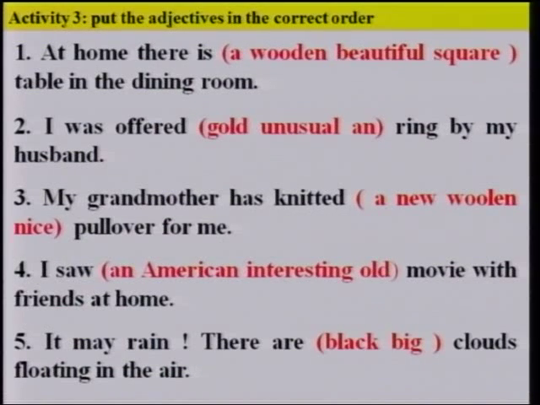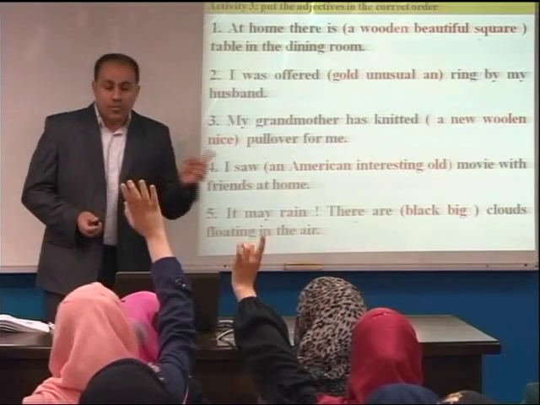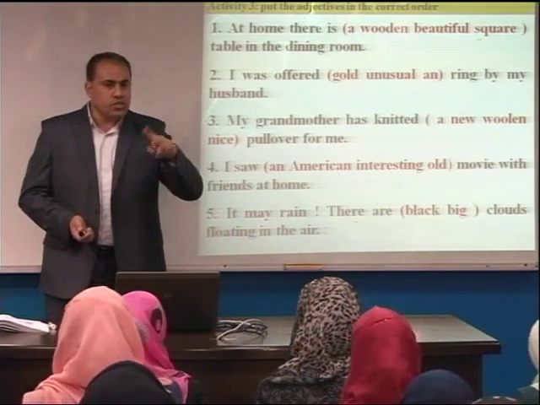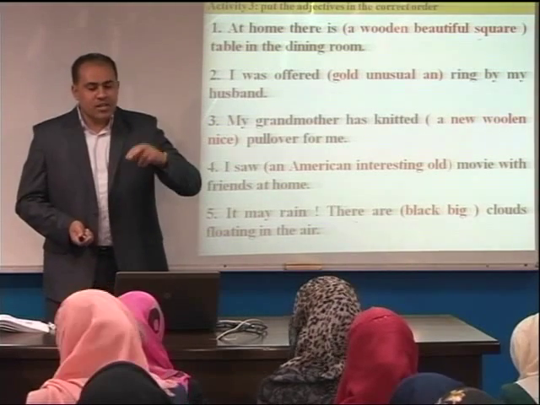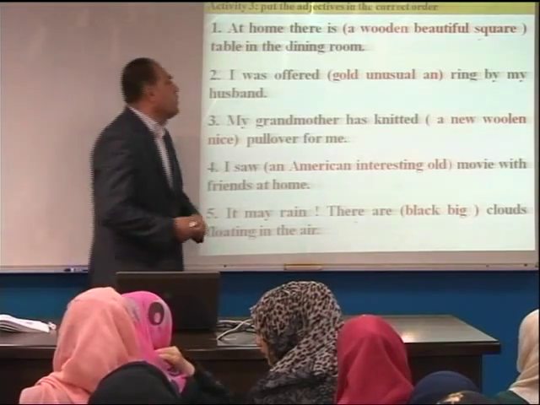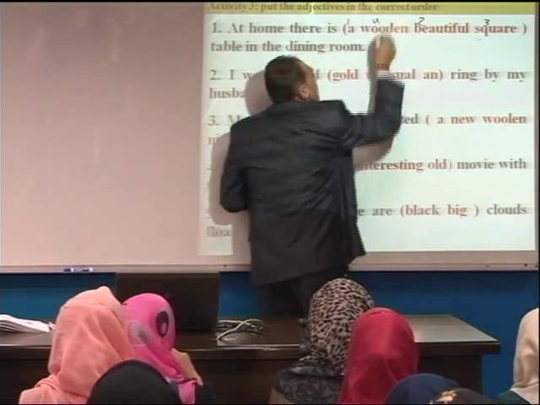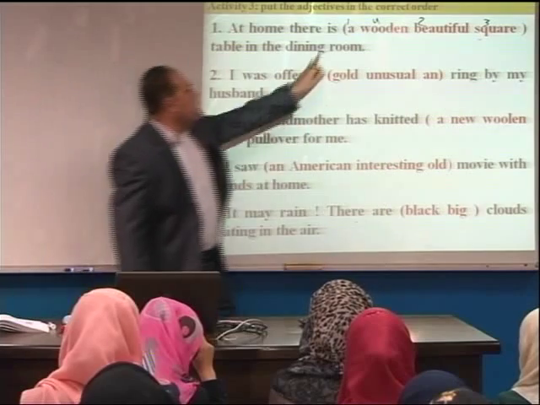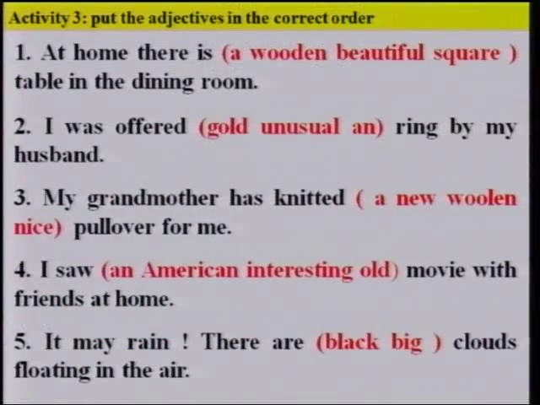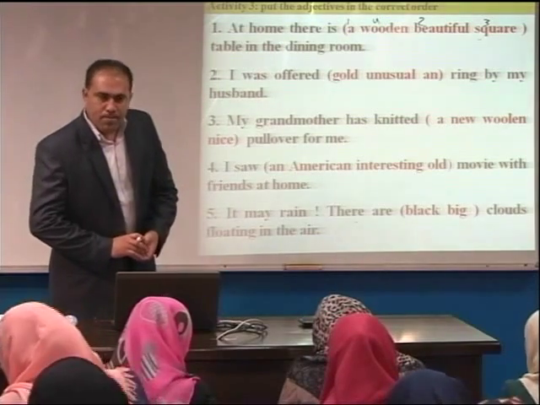At home there is a wooden beautiful square table in the dining room. It would be something like, at home there is a beautiful square wooden table. So we have a beautiful, square, and then the material. So we have the article, the opinion, the shape, and then the material. Now I'll give you some time to work on each one of these questions.